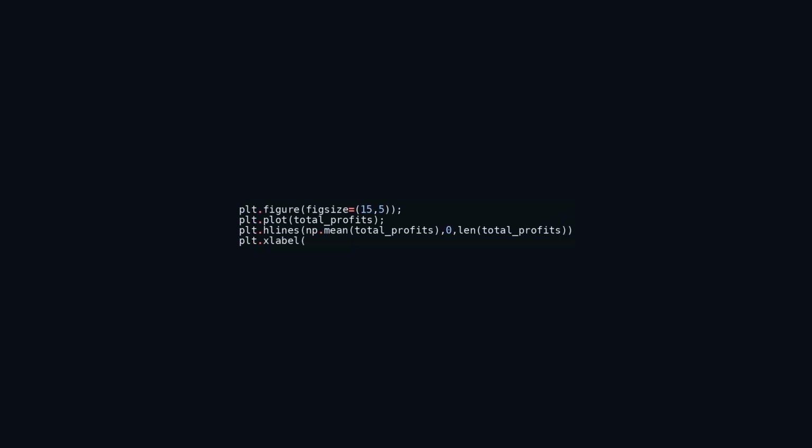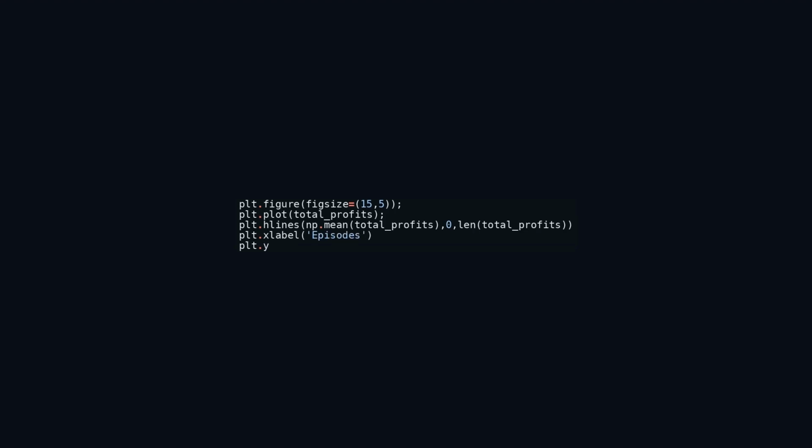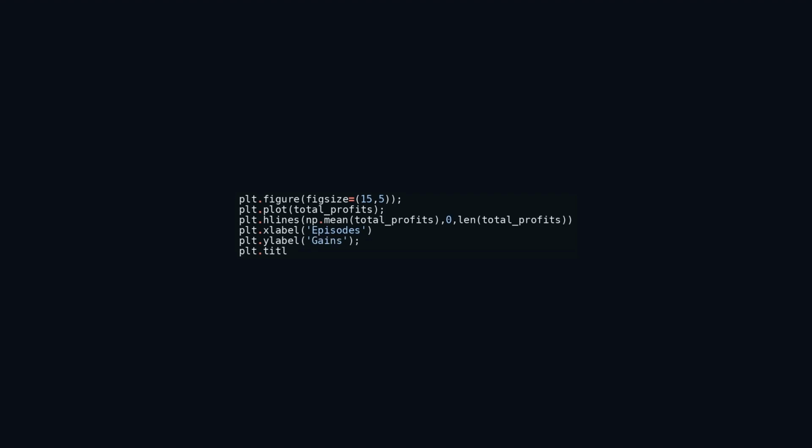Moving on, plt.xlabel episodes assigns the x-axis label as episodes. Then, plt.ylabel gains designates the y-axis label as gains. Subsequently, plt.title evolution des gains en fonction des episodes establishes the plot's title as evolution des gains en fonction des episodes. Lastly, plt.grid enforces a grid on the plot to enhance readability.